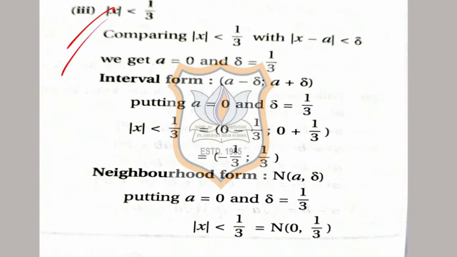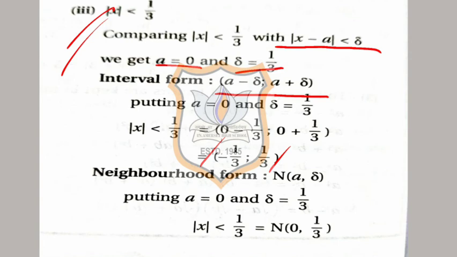Let's solve the third question. Modulus of x is less than 1 by 3. Comparing with mod of x minus a less than delta, what is a over here? 0. Delta is 1 by 3. Now you know the interval form is a minus delta, a plus delta. So let's substitute 0 minus 1 by 3 to 0 plus 1 by 3. 0 minus 1 by 3 is minus 1 by 3. 0 plus 1 by 3 is plus 1 by 3. So our interval will be minus 1 by 3 to plus 1 by 3.